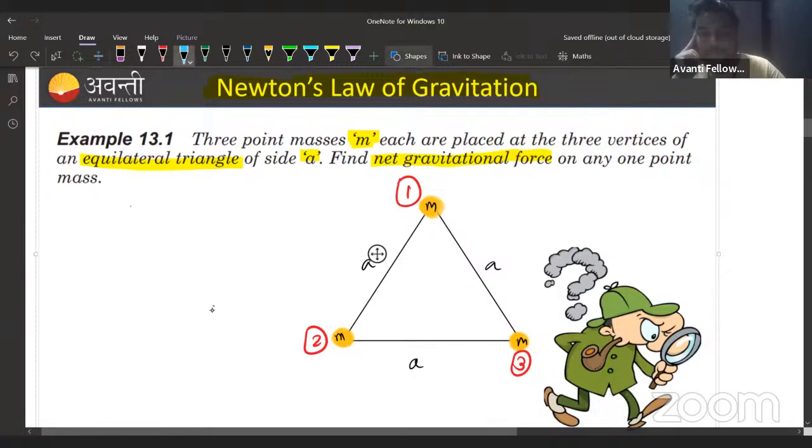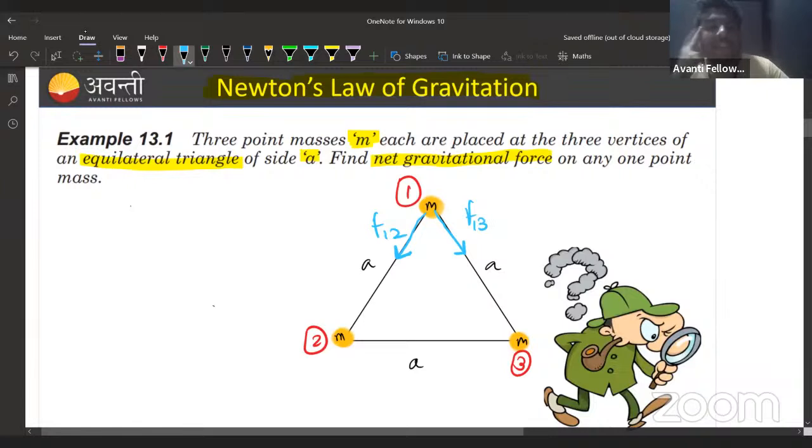Yeah. So there will be a force acting in this direction, an attractive force, yes or no? Okay. And again in this direction, mass 3 is also attracting mass 1, so there will also be an attractive force in this direction. Let's say this is F12, and that is F13.